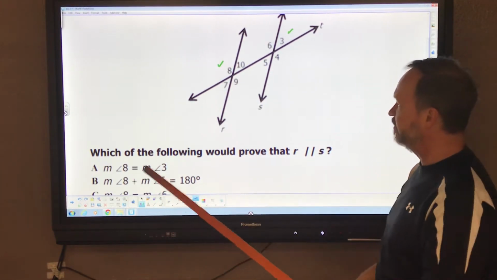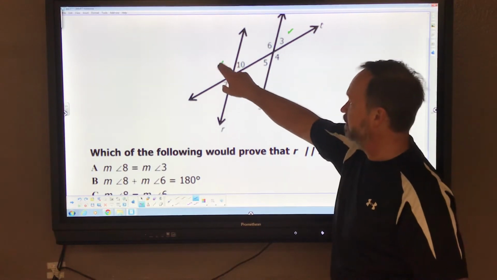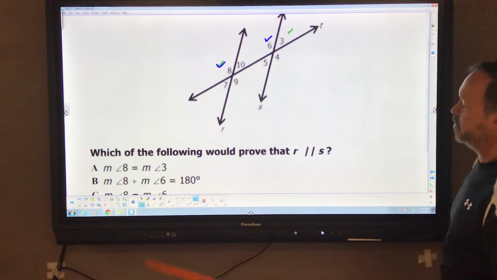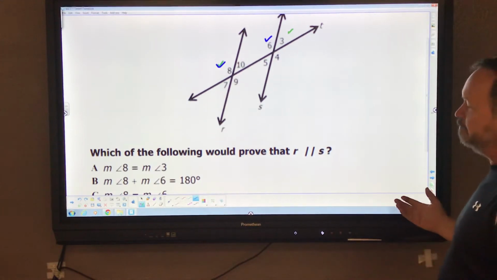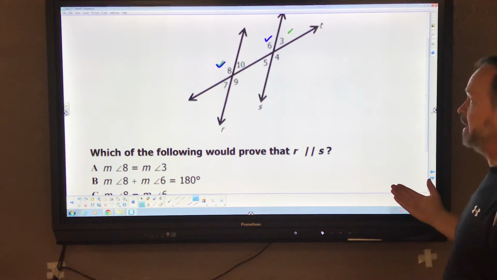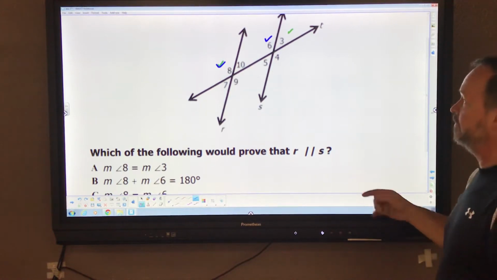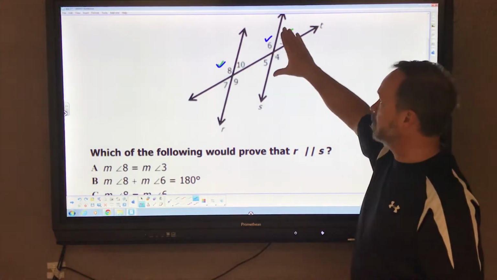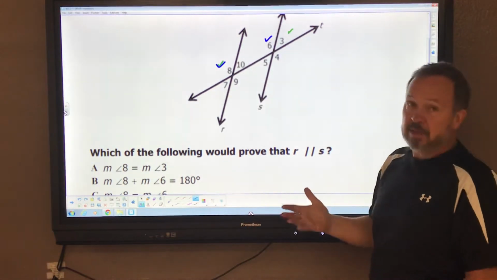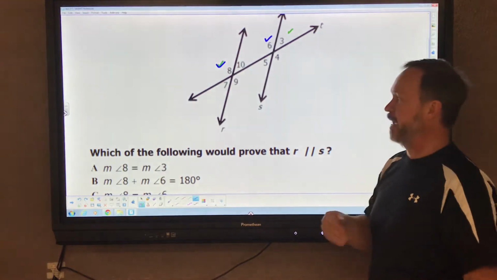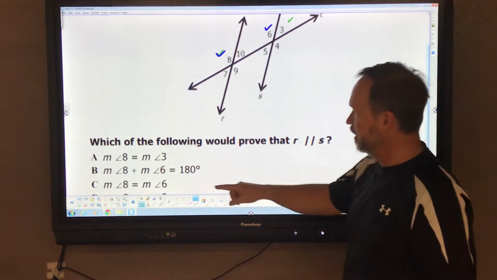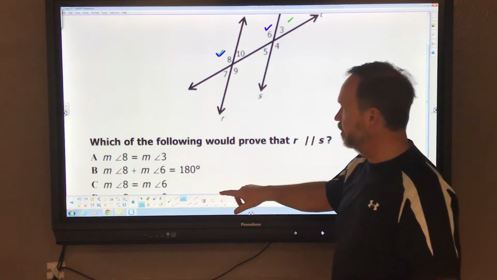Next we have 8 and 6, and it says they add up to 180. That may be true, but that doesn't mean the two lines are parallel. If they had been consecutive interiors, but they're corresponding, and correspondings have to be congruent. Now, if they were both 90, they'd be congruent, but we don't know that just because they add up to 180.